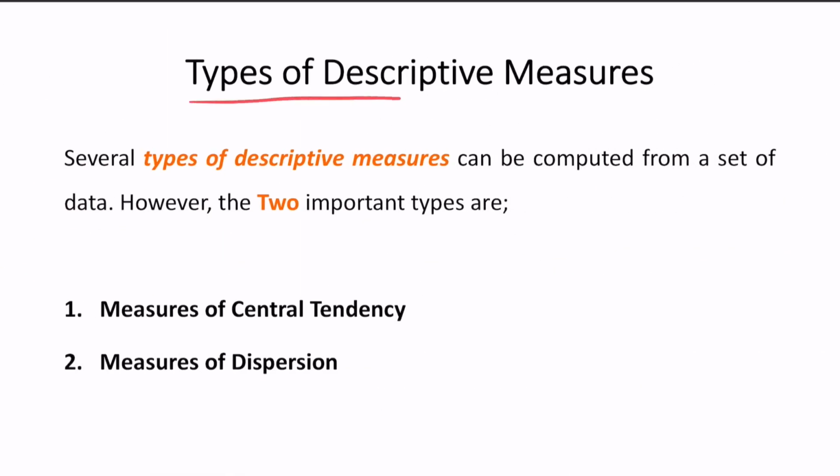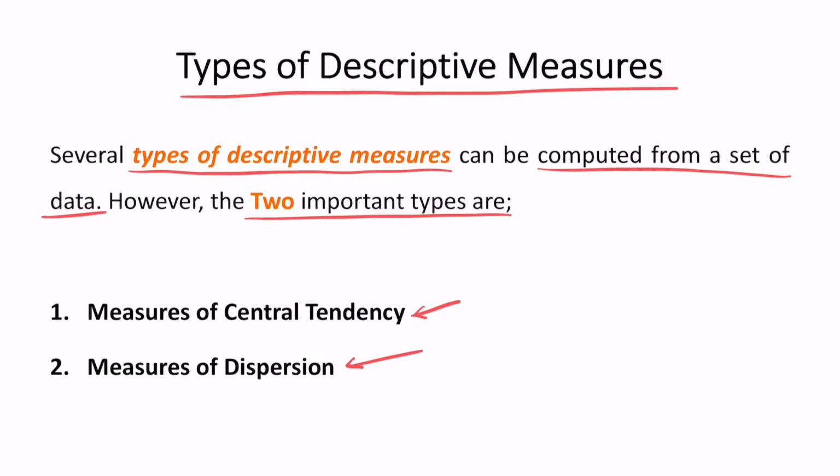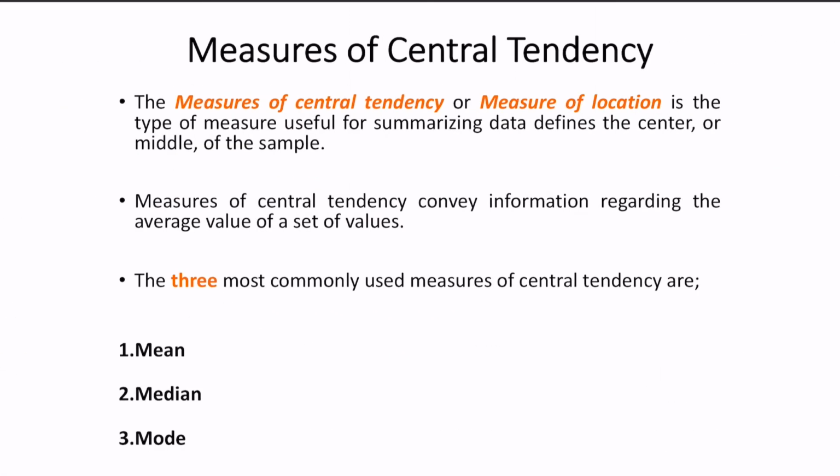So what are the types of descriptive measures? There are several types of descriptive measures that can be computed from a set of data, but we only use two important types. One of them is the measures of central tendency, and the other is the measures of dispersion. Let's look at each of them. Let's start with measures of central tendency. The name itself says that the measure is looking towards the center. The other name for it is the measure of location.